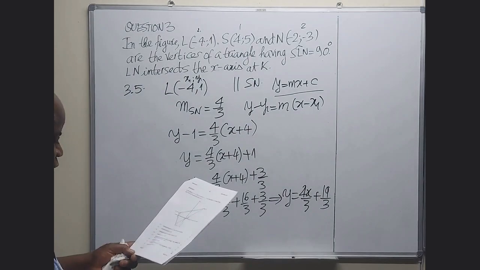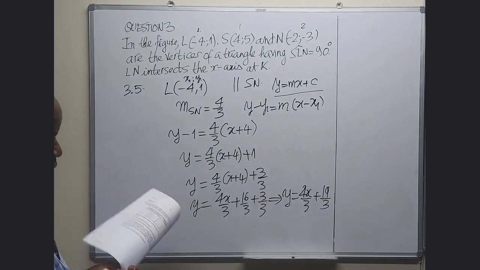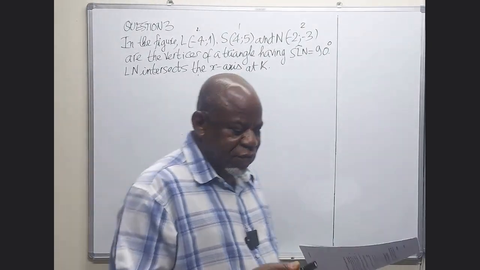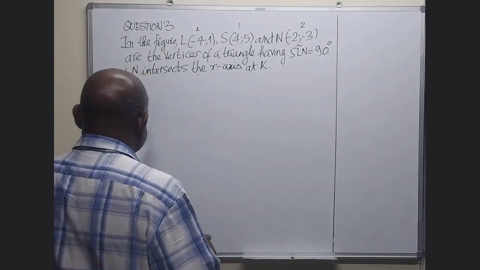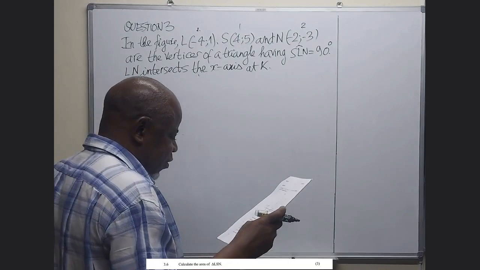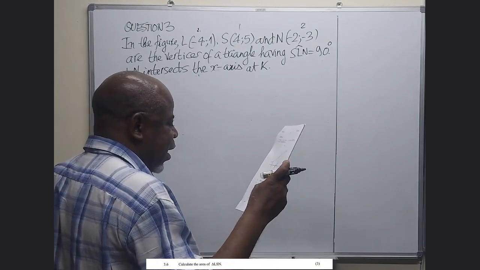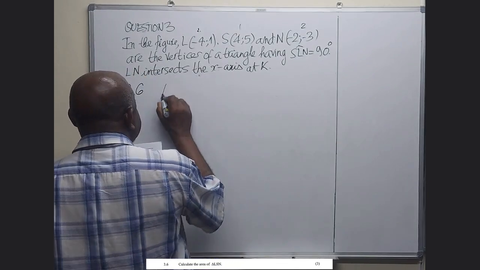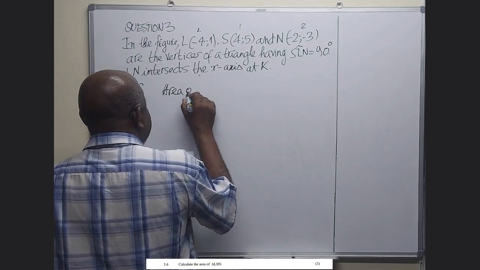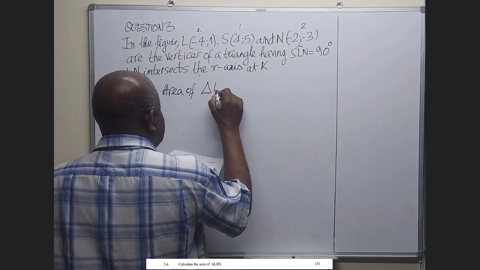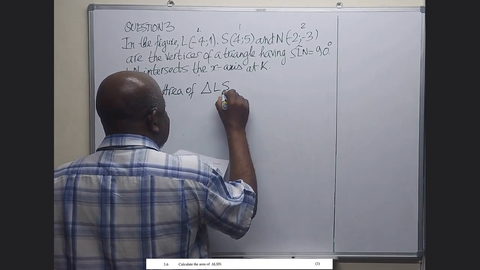That is going to be question 3.6. We're going to the next question, and that is going to be 3.6. Question 3.6 is saying, calculate the area of the triangle LSN. Area of triangle LSN.